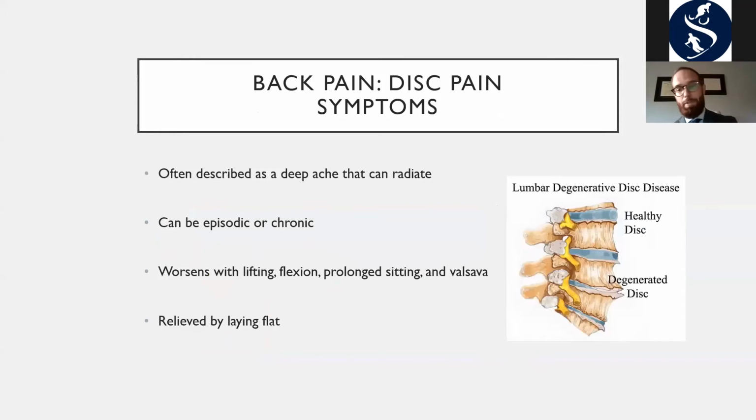In terms of symptoms of disc pain, again, this may be symptomatic or asymptomatic. Not everyone that has degenerative disc disease has back pain, but certainly those that do and have symptoms often describe it as a deep ache that can radiate. Often that radiation is to the buttock, but not beyond. If we are experiencing significant leg or arm symptoms, typically that indicates that we have a pinched nerve or a radiculopathy, where the disc is not only degenerated, but it's causing pressure on our nerves.